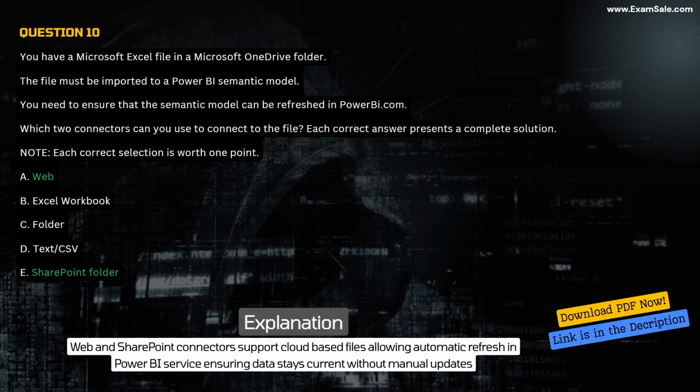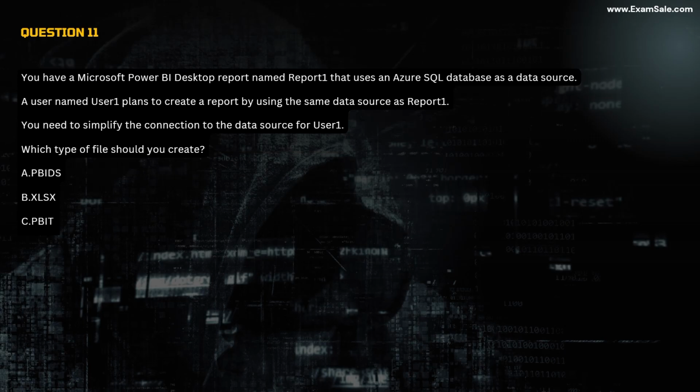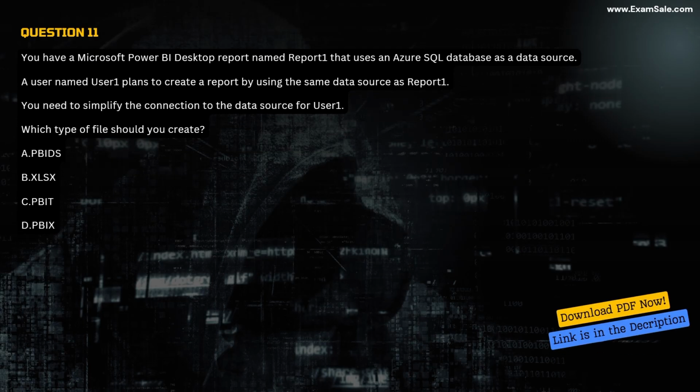Question 11. You have a Microsoft Power BI Desktop report named Report 1 that uses an Azure SQL database as a data source. A user named User1 plans to create a report by using the same data source as Report 1. You need to simplify the connection to the data source for User1. Which type of file should you create?